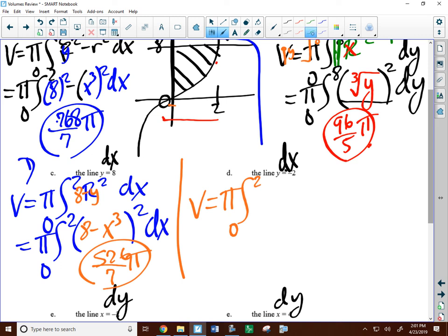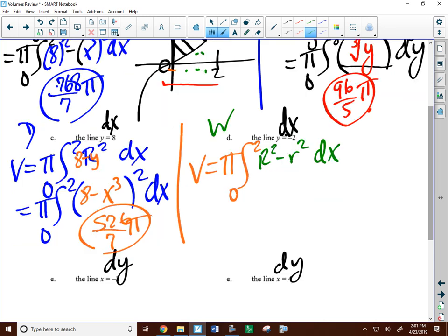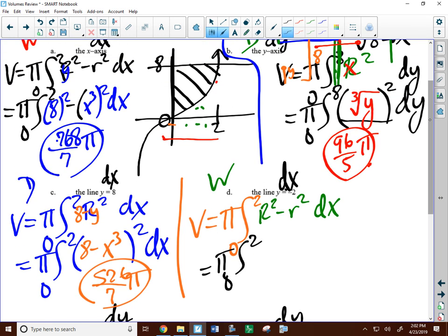Okay, washer this time. There's all this gap. So it's a washer, so I need capital R squared minus little r squared. And we said dx. Pi, 0 to 2. Okay, let's get my capital R. From here to the outer part of the region, not changing. It was 2 to here, and then 8 more up. So it's 10. Capital R is just 10.